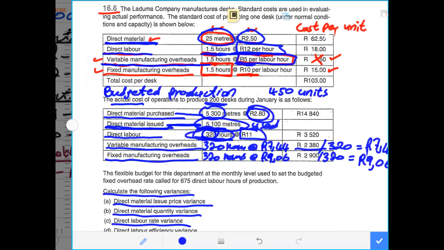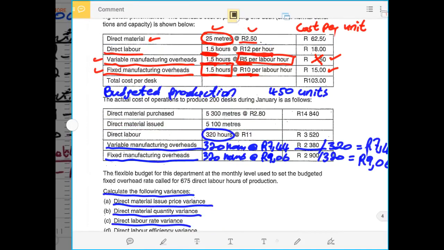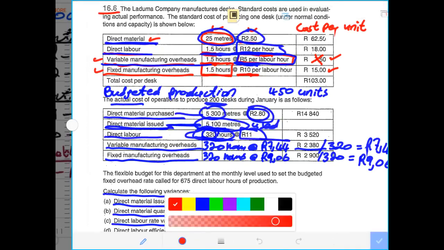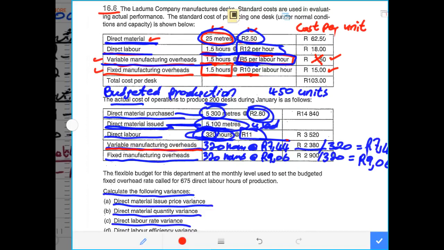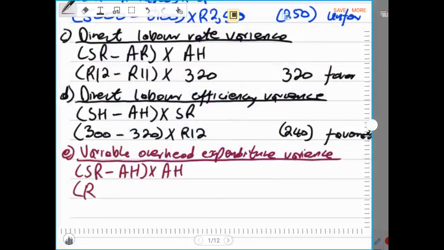Variable overhead. The standard rate is 5 rand, and the actual rate we calculated was 7 rand. Let's change the color so that we see it properly. There we had our variable overhead rate, and we calculated it as 7 rand 44 cents. So 5 rand minus 7.44 will give us an unfavorable variance.